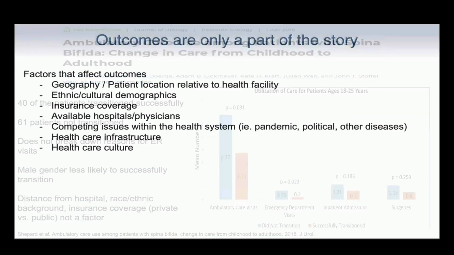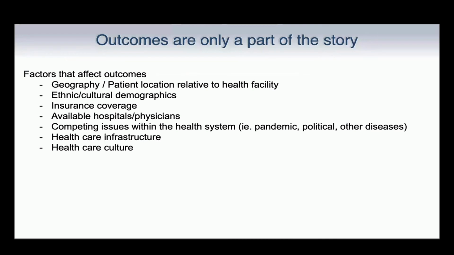So now you have two studies where, again, outcomes are similar, right? Patients who did not transition well need the emergency department or go to the emergency department much more frequently. But again, outcomes are only part of the story. And when you really dig deep into why and what can we do about it, we have to think about how geography or patient location affects this.